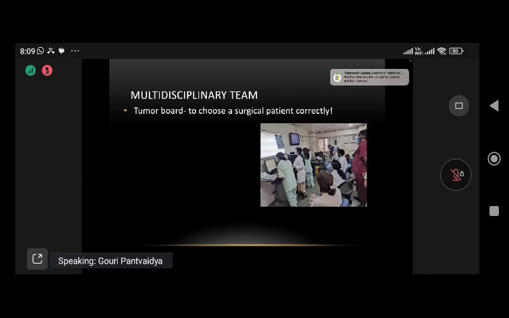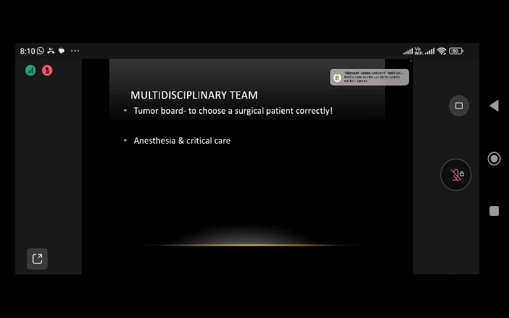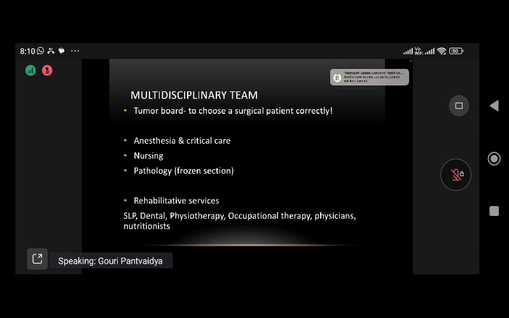Now, to be able to choose a surgical patient correctly, and this is something that I want to bring to you all very early in your career, you must have a multidisciplinary team. We feel a multidisciplinary team is required for us to know when to give radiation or chemotherapy. But I believe that even to choose a surgical patient correctly, you should have a good multidisciplinary team. This includes anesthesia, critical care, nursing, pathology, and rehabilitative services, along with radiation and chemotherapy.